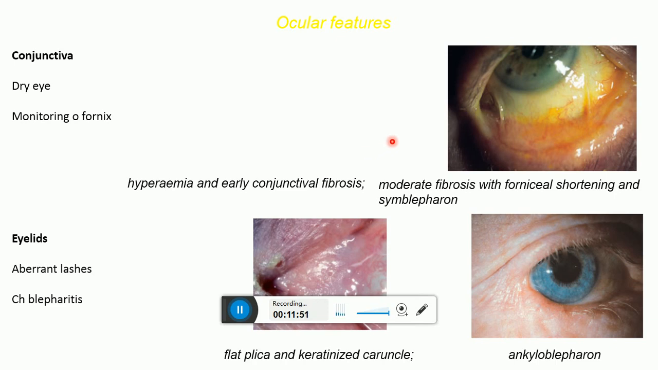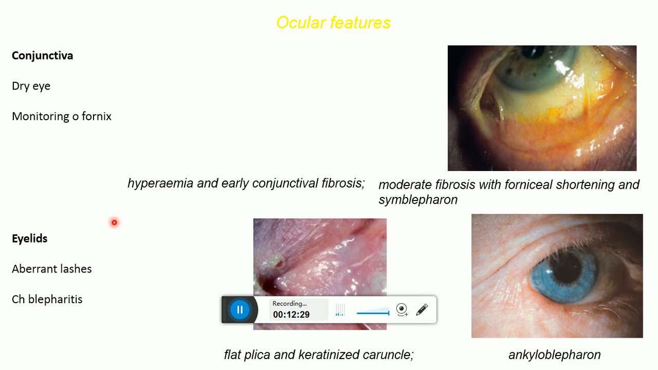There is necrosis in severe cases. There is flattening of the plica and keratinization of the caruncle. The dry eye is due to destruction of the goblet cells and accessory lacrimal glands and occlusion of the main lacrimal gland. So monitoring should include measurement of fornical depth and noting the position of adhesions. Here you can see fornical shortening and symblepharon formation. So these are the signs in the conjunctiva.